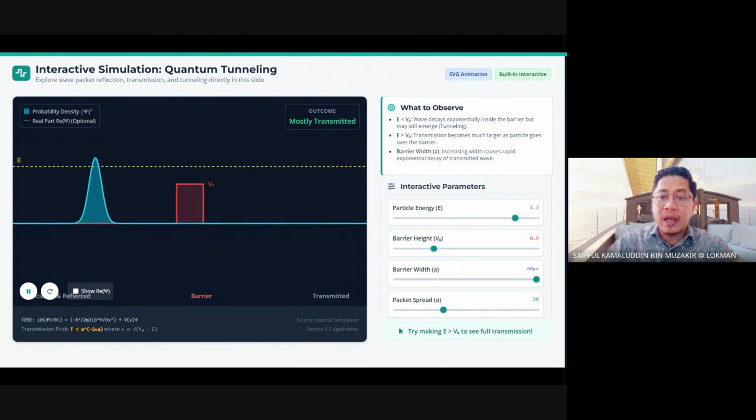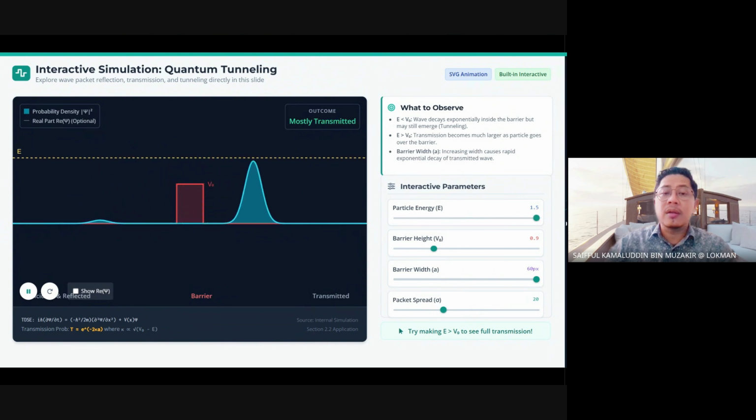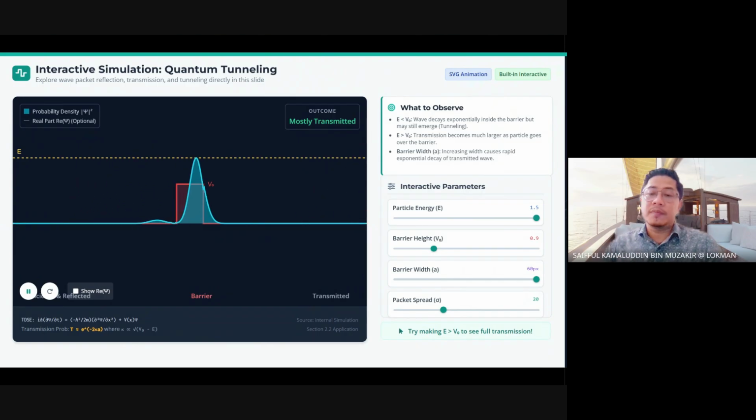Or when it is high, it is transmitted through very easily, but more can be transmitted through. Right, so you could also play around with the packet spread if you want to. Meaning the packet is bigger, the packet of energy.